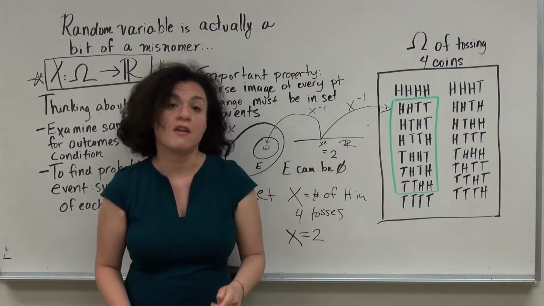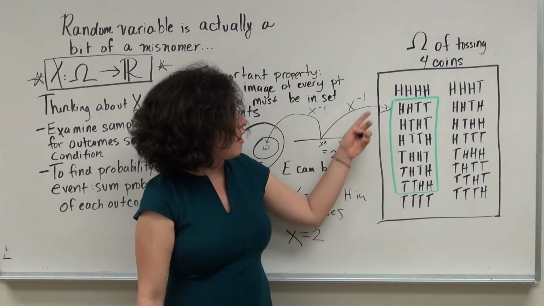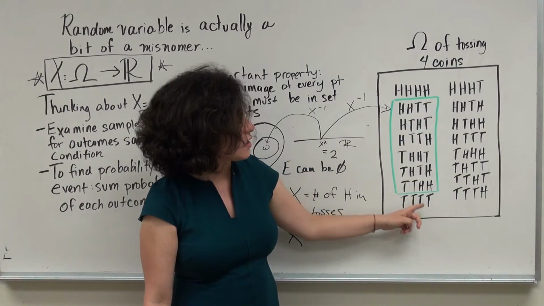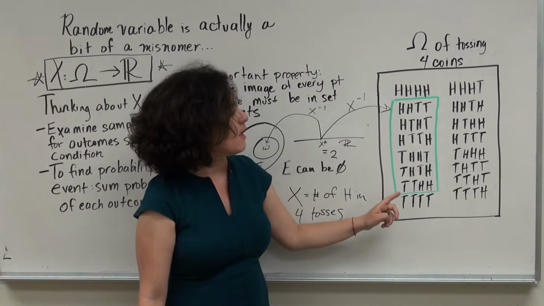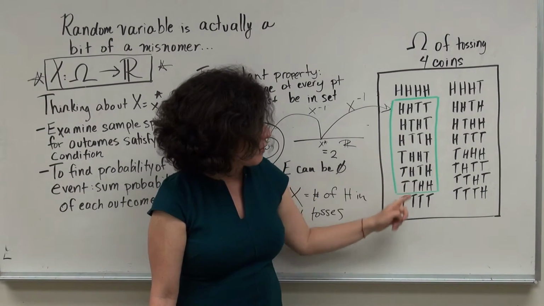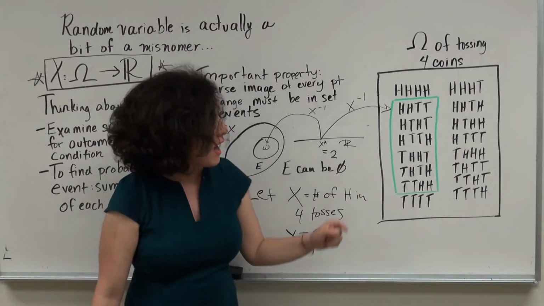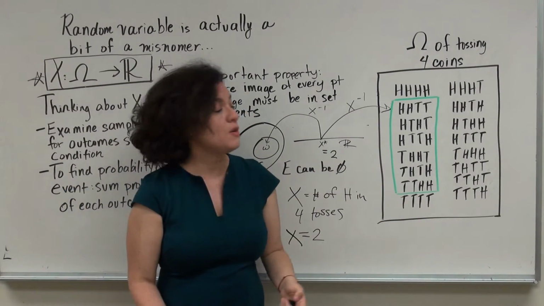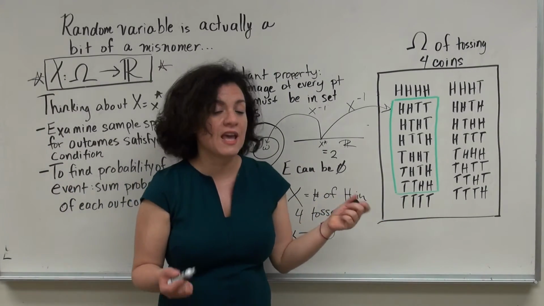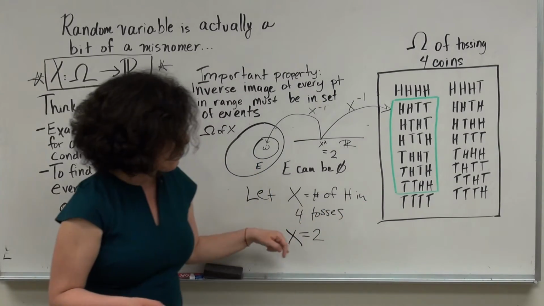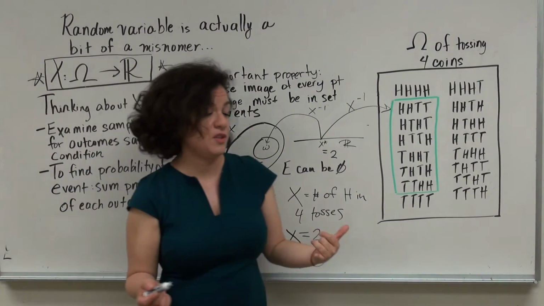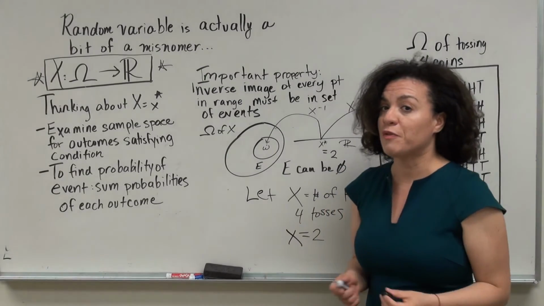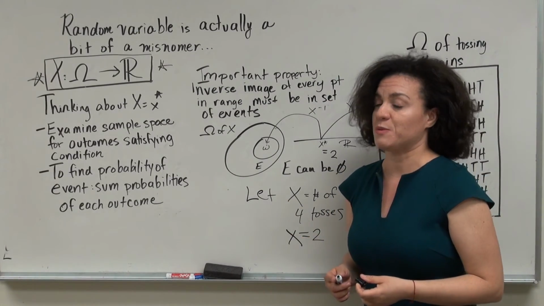And if we're assuming that we have a fair coin, we have 16 total points in the sample space. So each outcome has probability 1/16, and we have 6 outcomes such that the number of heads is 2, so we have 3/8 probability of x equal to 2. So I hope this is helpful for you in thinking about solving problems with random variables.